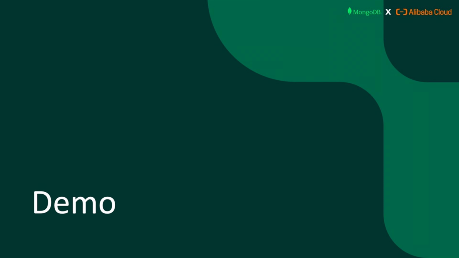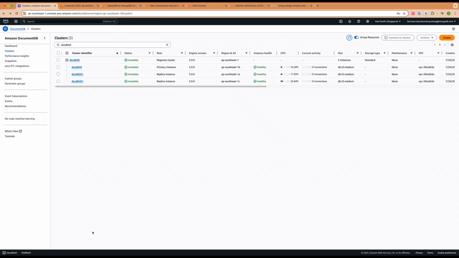Okay, let's take a look at the demo. We will walk through the key migration steps, showing you how to use DTS to migrate data from AWS DocumentDB to Alibaba Cloud MongoDB. So let's begin.